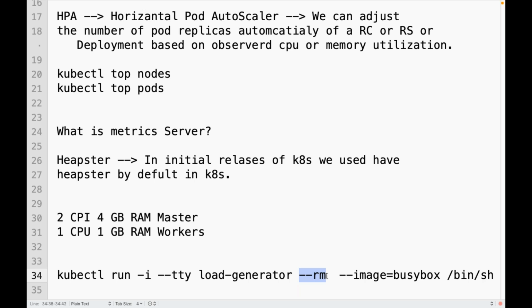Once I come out of that pod, that pod will be deleted. So using this image, I am creating some temporary pod. -tty or -t, interactive. -t or -tty, both are the same. So -tty or -t in short form, right? Interactive terminal.